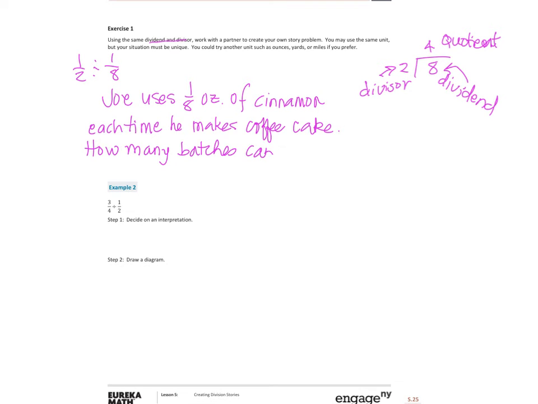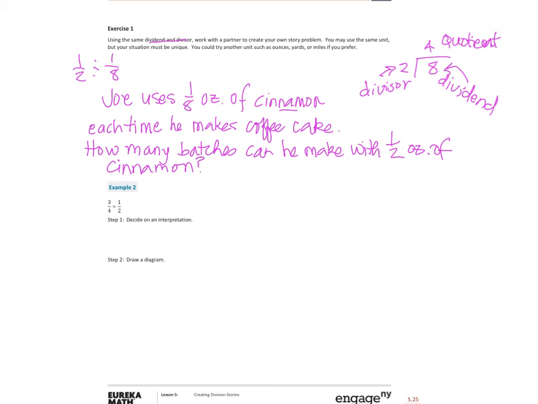How many can he make with 1/2 ounces of cinnamon? So, and a question mark. So this is how much he uses per coffee cake loaf. How many can he make with that much? So we're just changing out a different story, same numbers. And you could have your miles, you could have anything you want there as long as it's making sense.